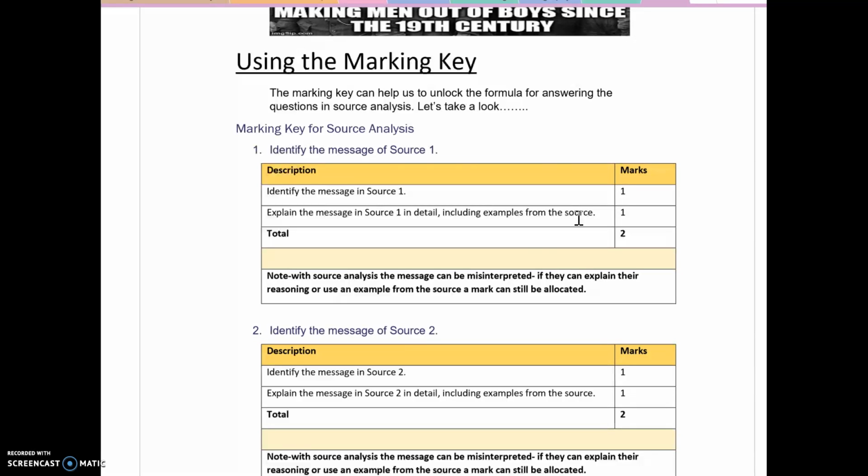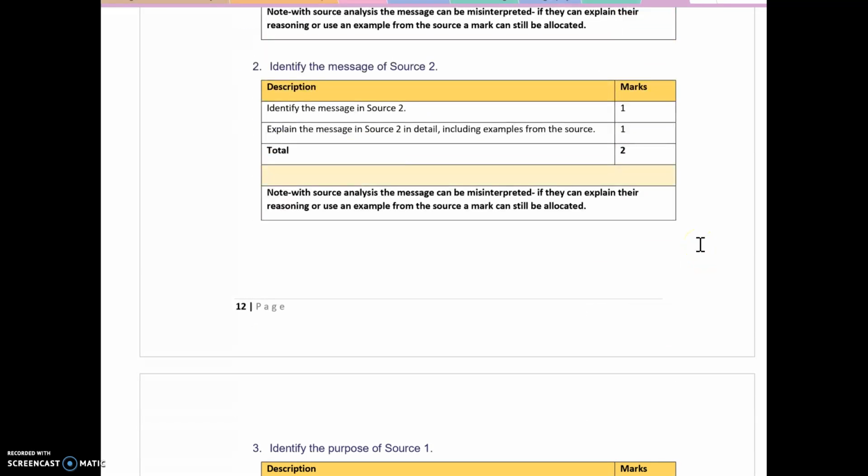If we go back to the Henry Ford example, you might say the message of source 1 is that Henry Ford wanted to make cars affordable, and then you would go up and find that snippet and quote that. This can be seen when he says, and a little quote, and that's where you get your full marks from. If you just identify the message, then you'll just get the 1 mark without the example. You do the same for source 2.